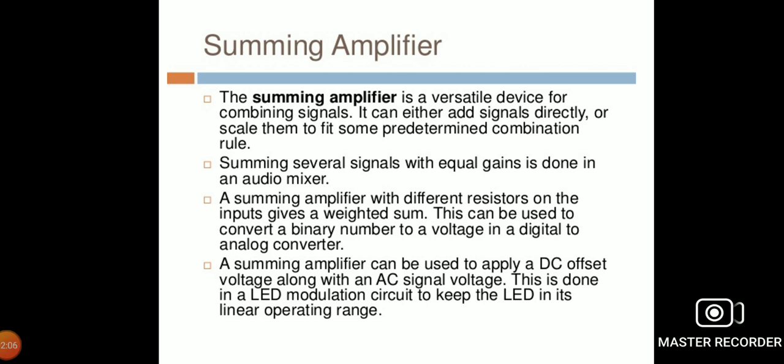A summing amplifier can be used to apply a DC offset voltage along with an AC signal voltage. This is done in an LED modulation circuit to keep the LED in the linear operating range.